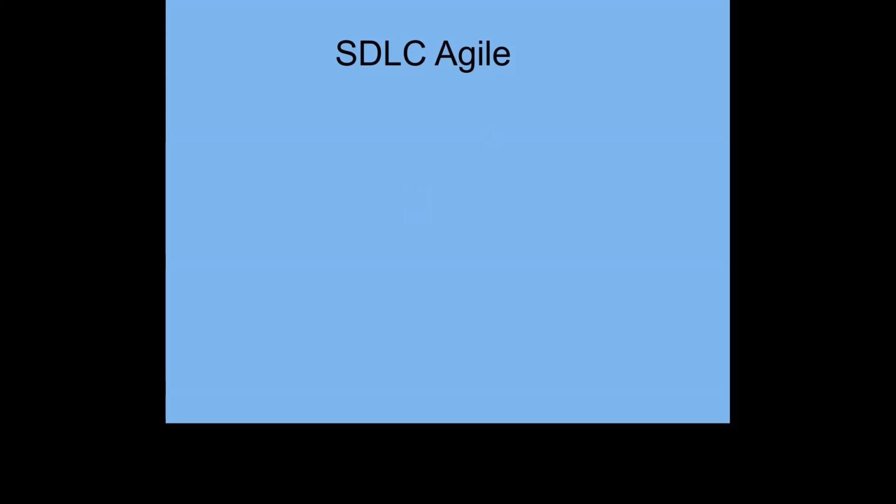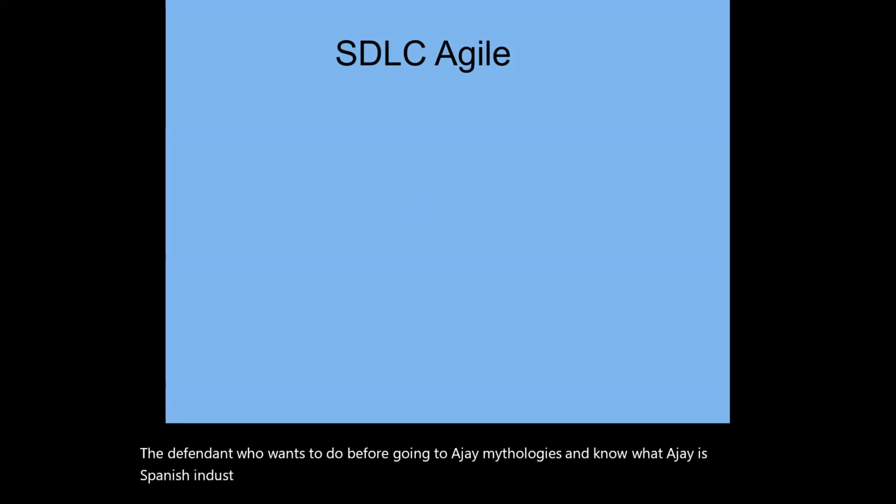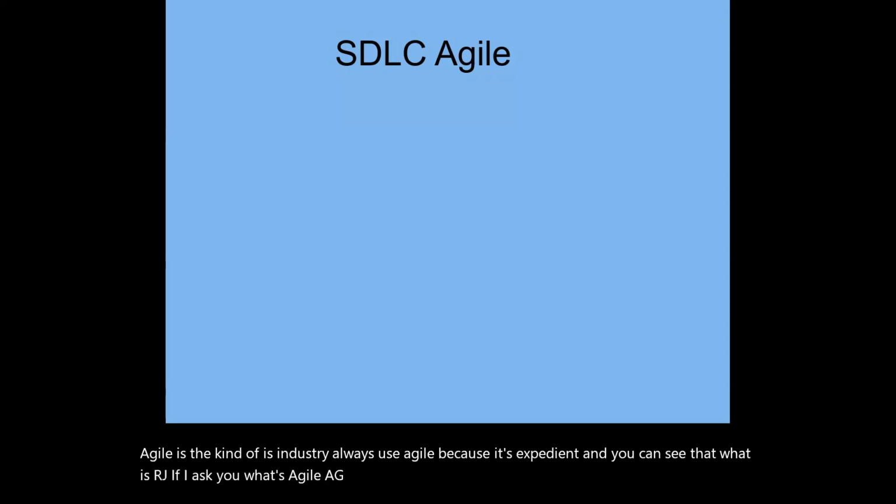Before we dive into Agile, there are different topics we have to cover before we go into Agile methodologies. You know Agile is what is planned in the industry. Before then, I want to cover SDLC in Agile. The industry always uses Agile because it's expedient. What is Agile? Agile is the ability to move quickly, from our dictionary term.